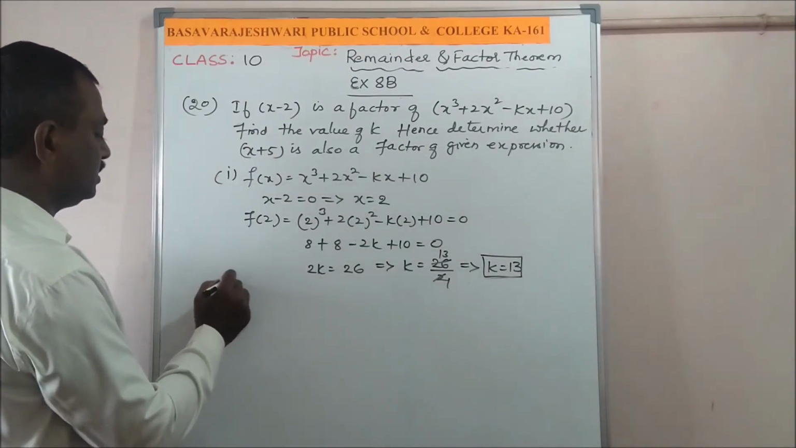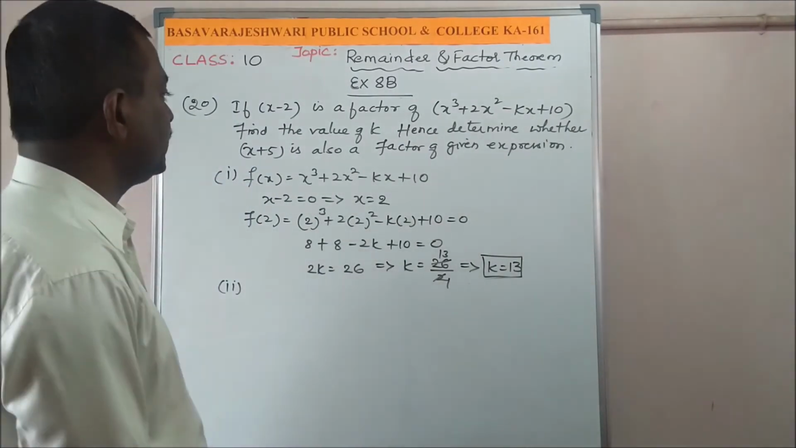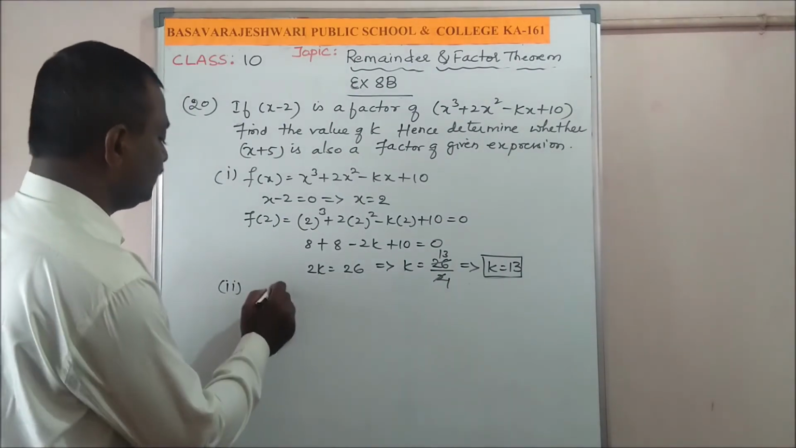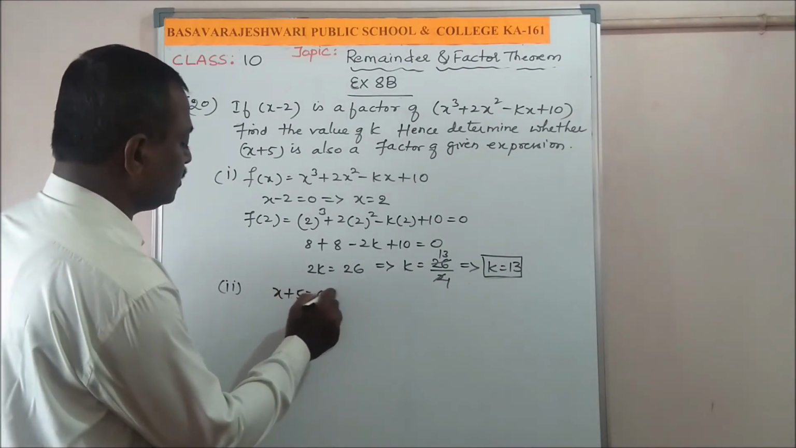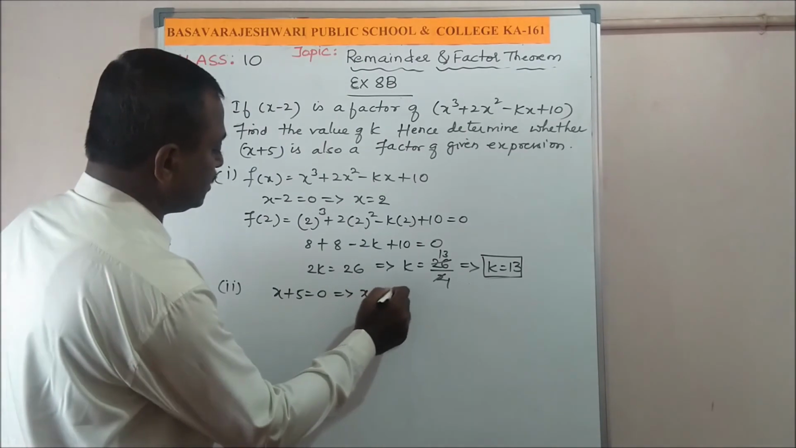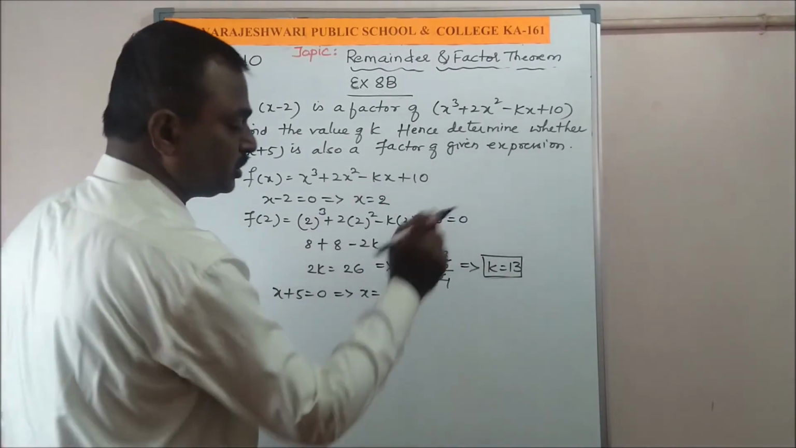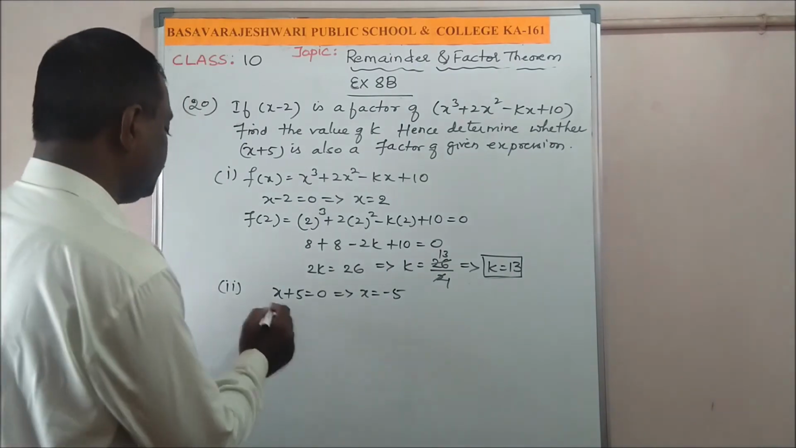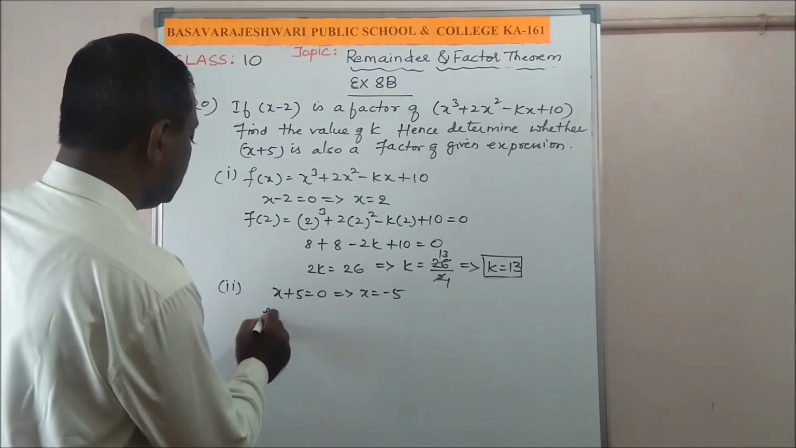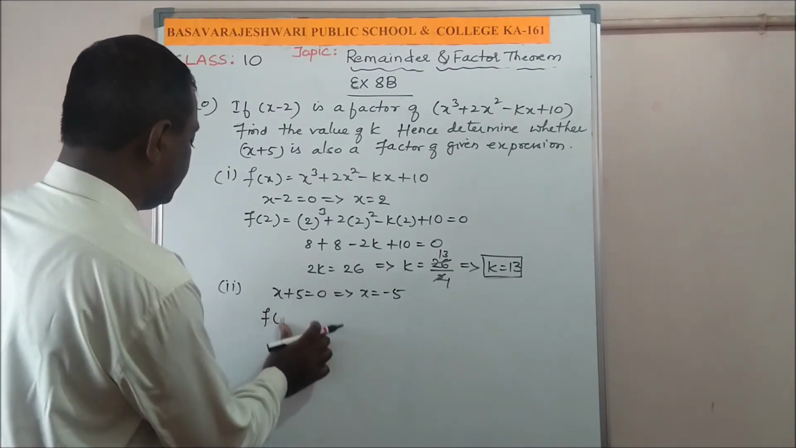Second part of the question. Determine whether x plus 5 is also a factor. x plus 5 is equal to 0. This implies x is equal to minus 5. Now in place of k, what you have to substitute? 13. Okay, remember.